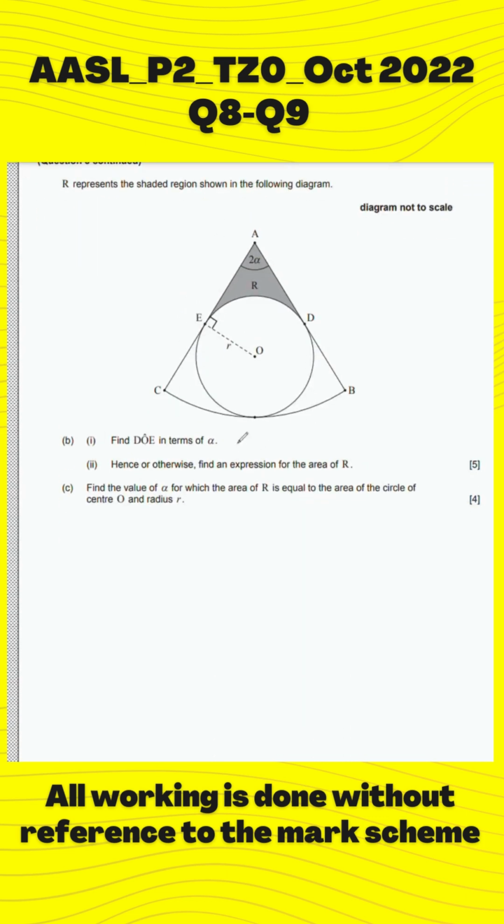Next, B. Find the angle DOE. DOE is this angle. In terms of alpha, we know that the total angle in here is 360 degrees or 2 pi. So it will be 2 pi minus pi over 2, minus pi over 2, and minus 2 alpha. This will be pi minus 2 alpha.